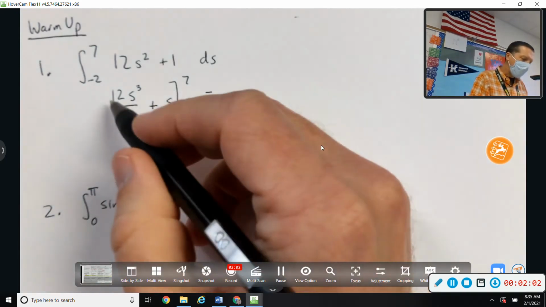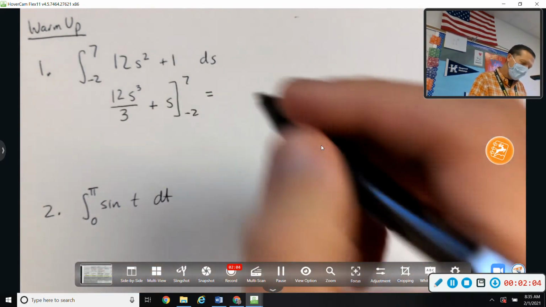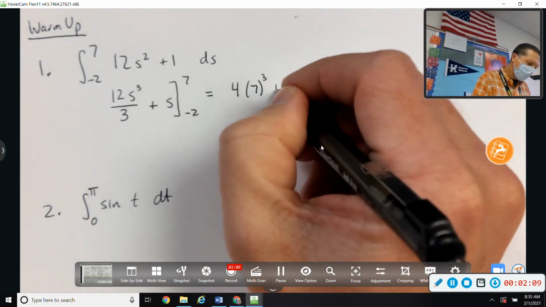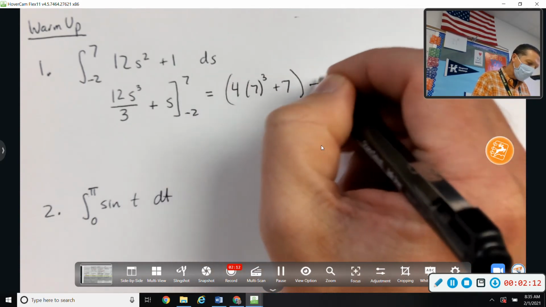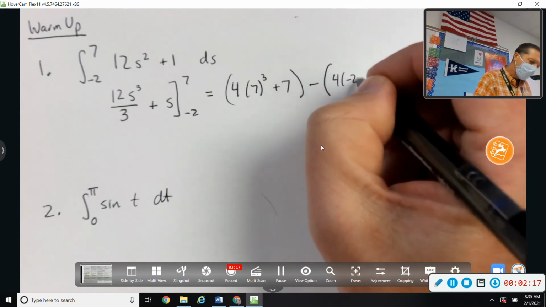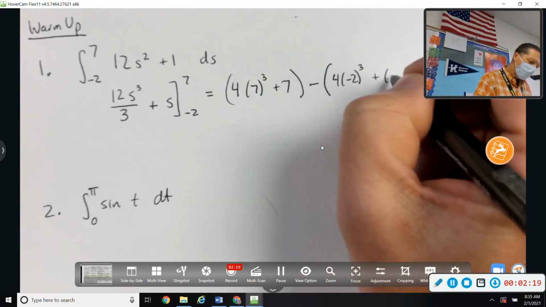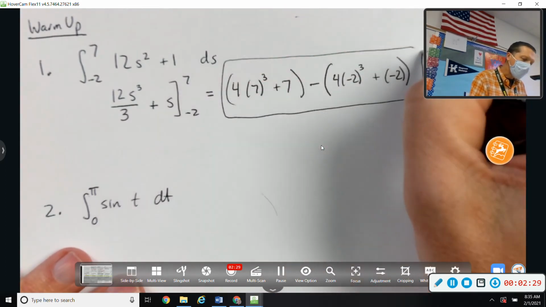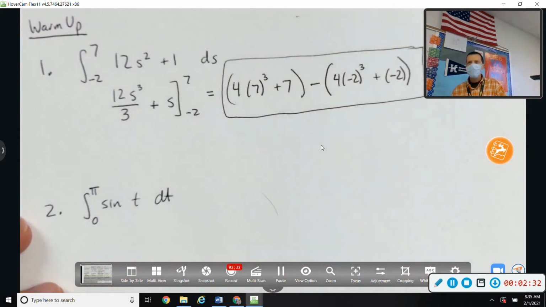So I'm going to go ahead and reduce this. Sorry, if you want to leave it, you can, but 4 times 7 cubed plus 7 minus, and then we'll plug in negative 2, 4 times negative 2 cubed plus negative 2. And that is a safe stop. You will not have a calculator on this test, on either part. So my guess is there's going to be quite a few that look something like that. And that's okay. Like, you've shown that you know the calculus. That's what we're testing.